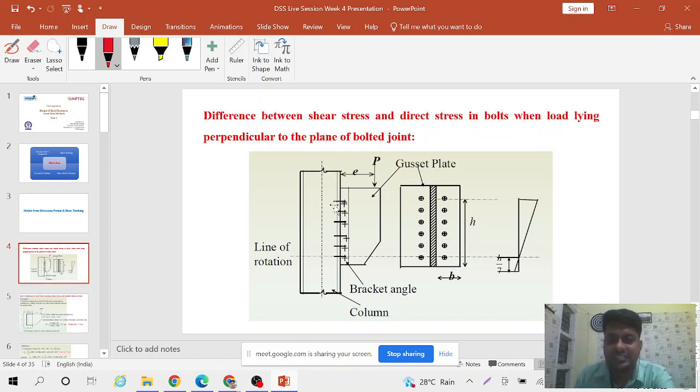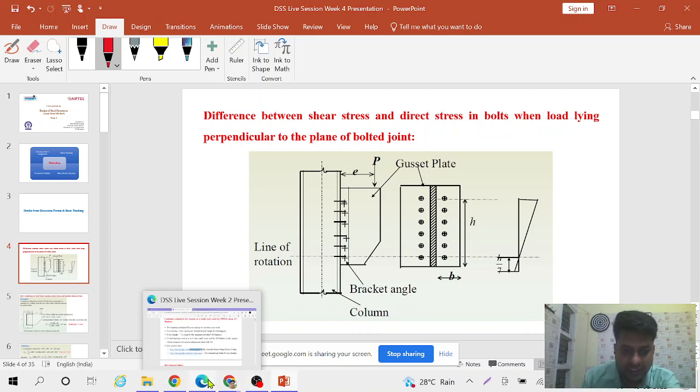Let us see this picture. There is a column and one bracket is connected to this column. This is attached with the column through bolted joints. When you see it from this side, you are able to see the bolts like this. Now let me open its PPT file.